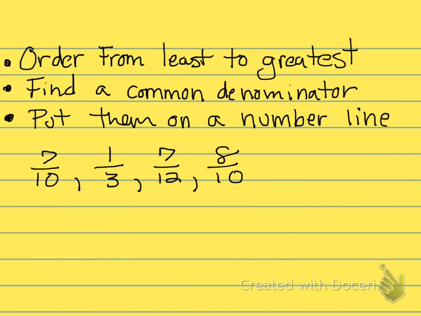Okay, I'm really challenging you here with your homework assignment. I want you to order these fractions from least to greatest. I want you to find a common denominator for all of them. In other words, one denominator that is a multiple of 10, 3, and 12.